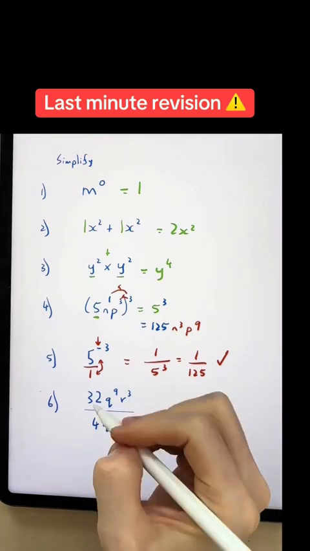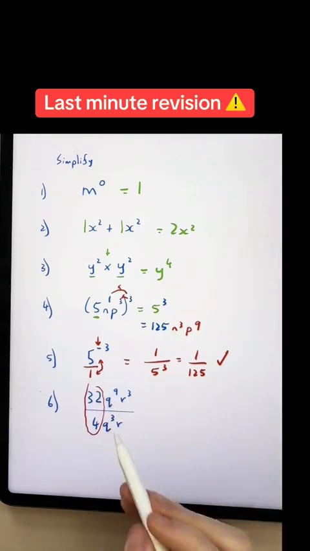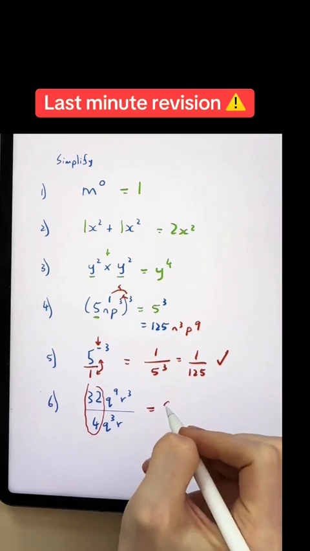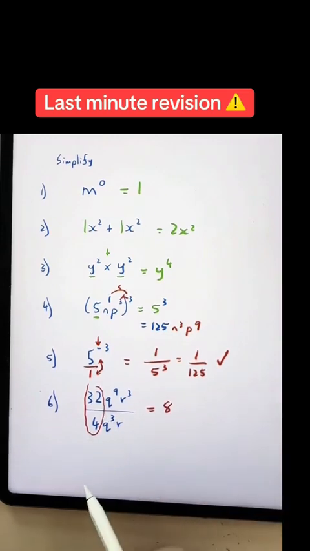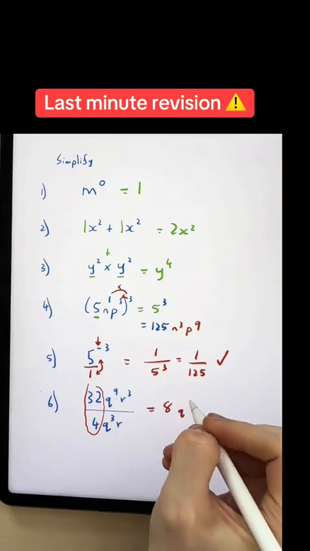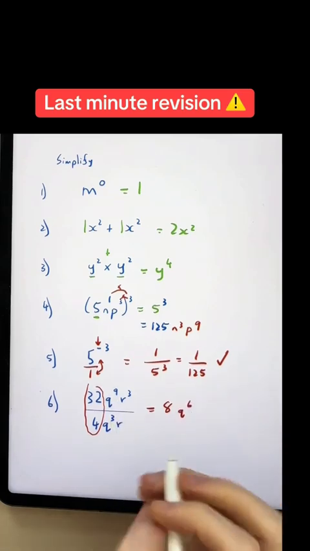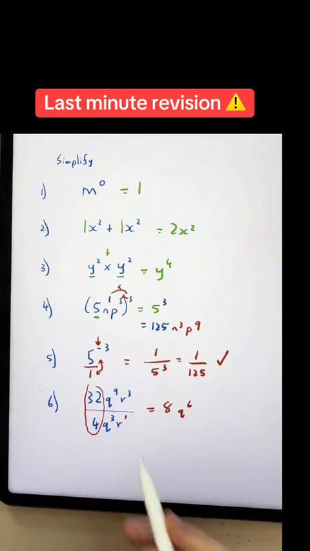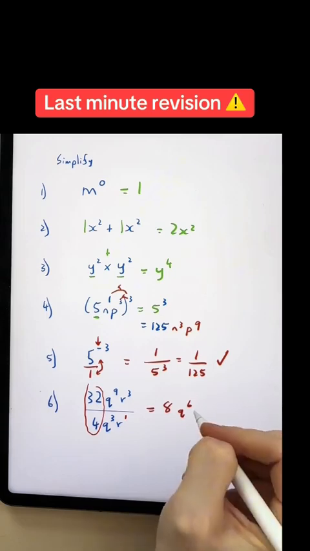When dividing, we start by dividing the numbers at the start. Well, 32 divided by 4 will give us 8. If we're dividing and we've got the same base, we subtract the powers. So 9 take away 3 will give us 6, so it's to the power 6. And if we're dividing the same base, if there's no power, the power is 1. Dividing same base, subtract powers, 3 take away 1 gives us 2.